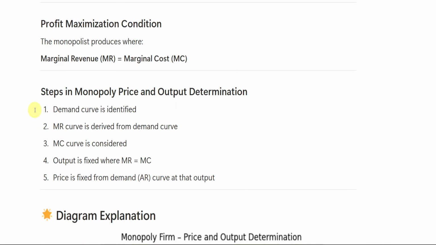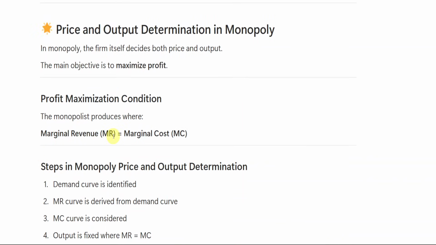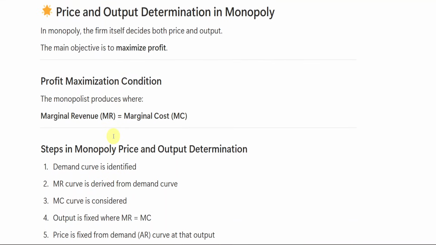First, the firm will study market demand, which is AR. Then the firm will find MR from the demand. Then the firm will find MC. The firm will fix the output where MR equals MC, and then the firm will fix the price from AR at that output. Don't get confused in this AR, MR, MC.